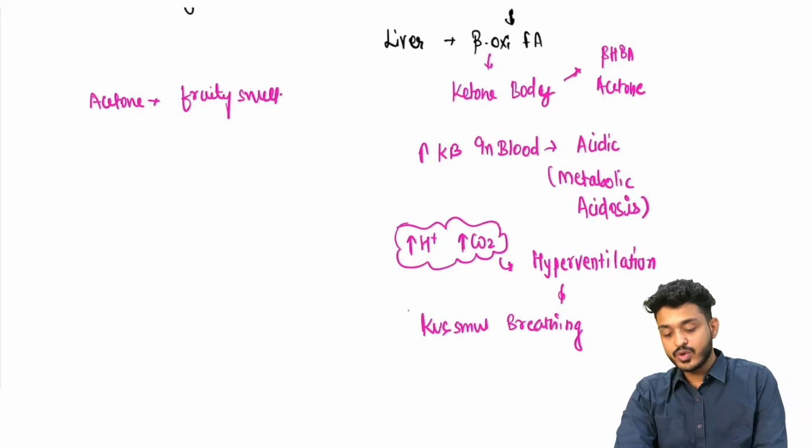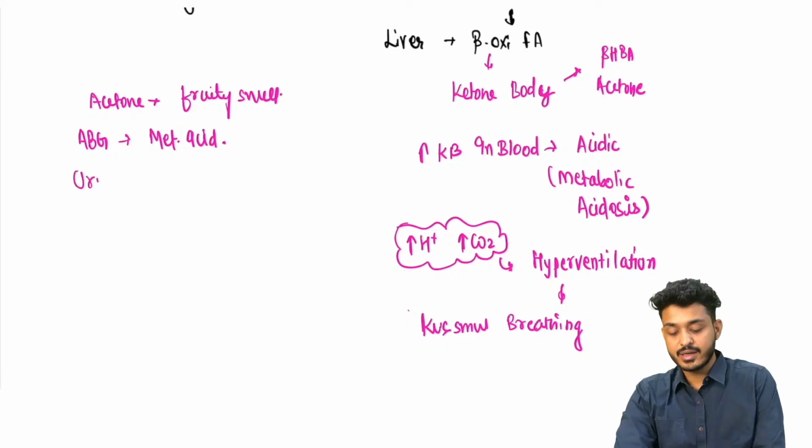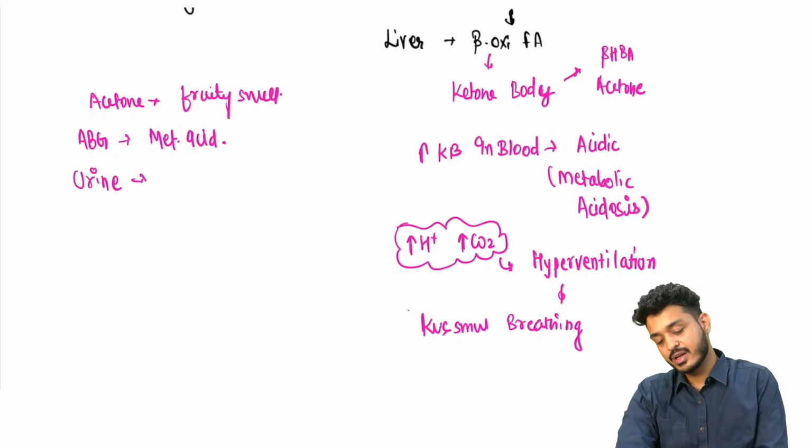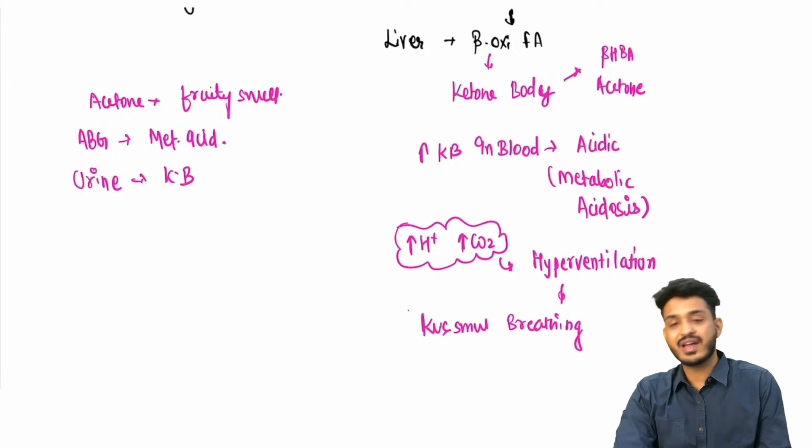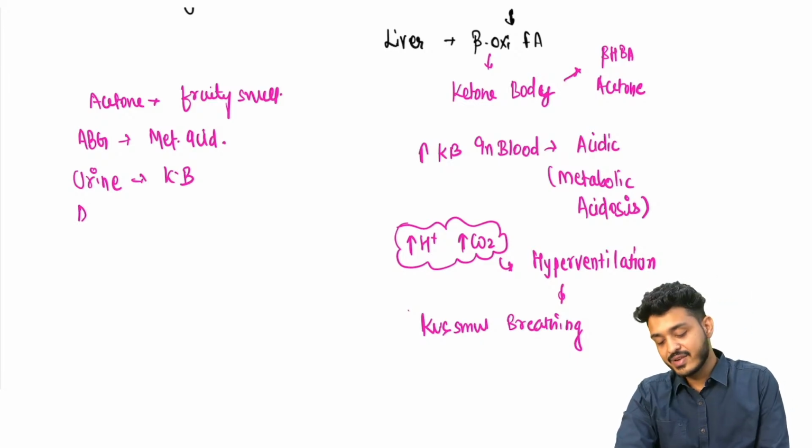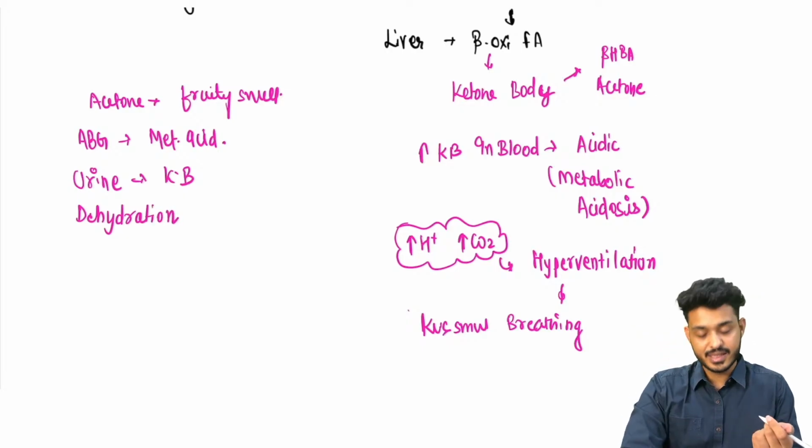Apart from that, how can you check? You can do ABG analysis. In ABG analysis, you will be finding metabolic acidosis. You can check the urine. In urine, you can find what? Ketone bodies. You can have symptoms like dehydration. This is a complication generally seen with type 1 diabetes mellitus, right?